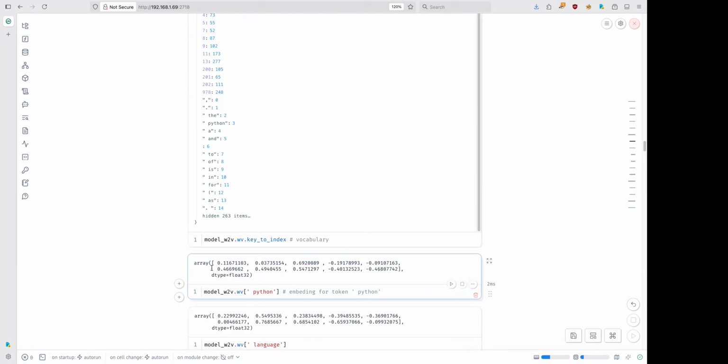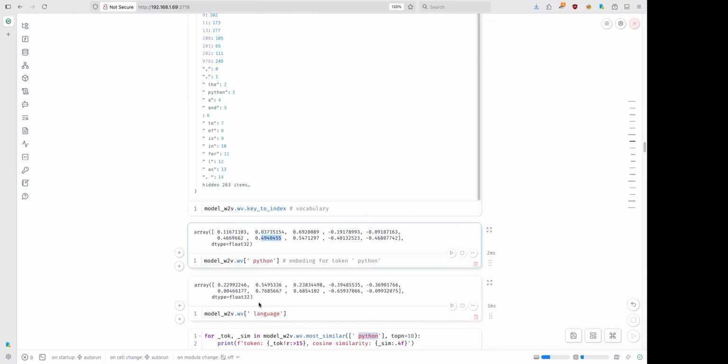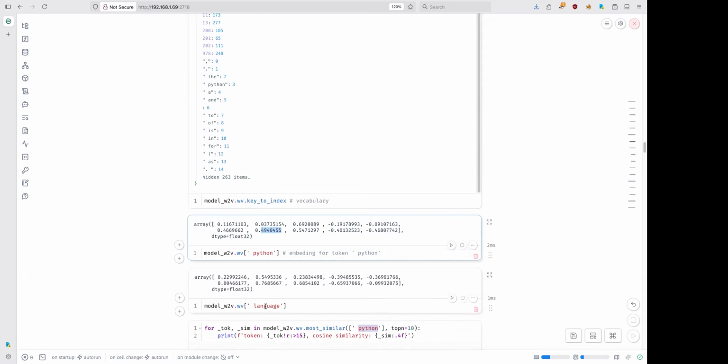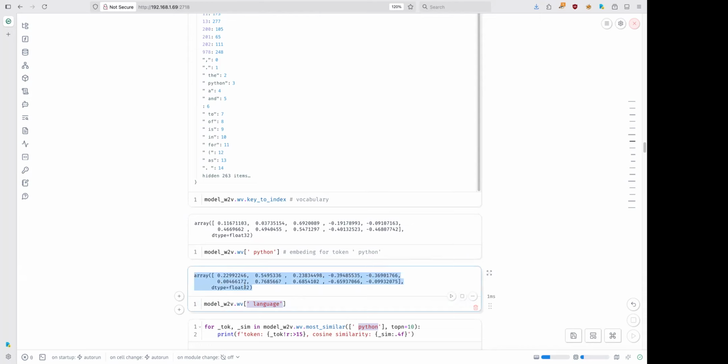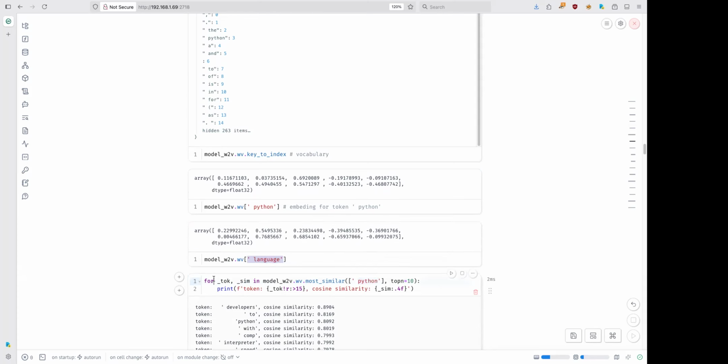So that's it. We see now an embedding isn't something abstract. We see it here, these numbers. This is an embedding for the token Python. And similarly, we can query any other token. We can say, well, tell us more about the token language. This is the embedding for the token language. And so on and so forth. We can query more properties of the embeddings.